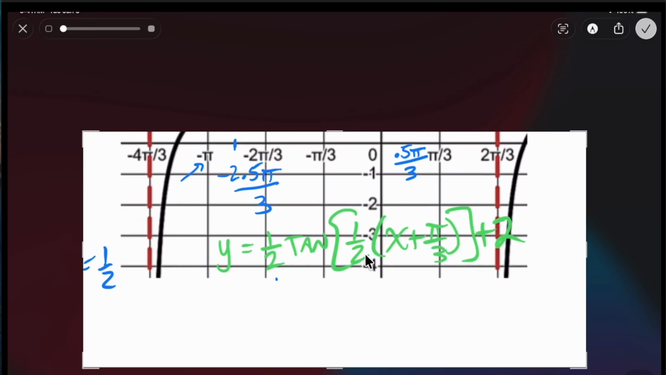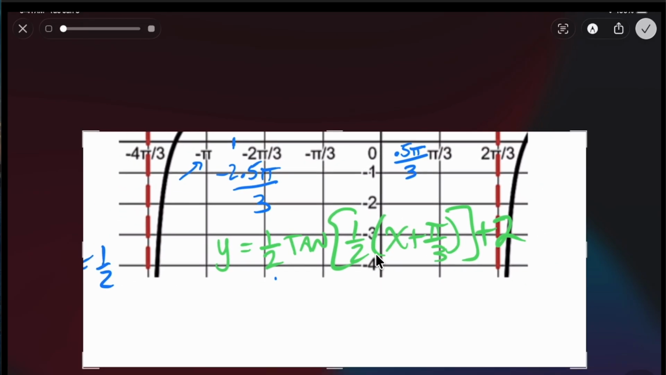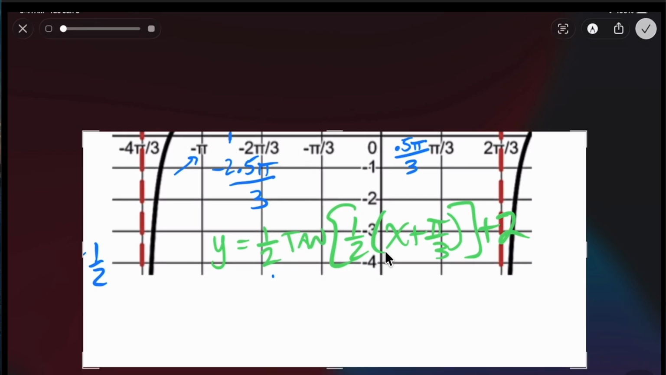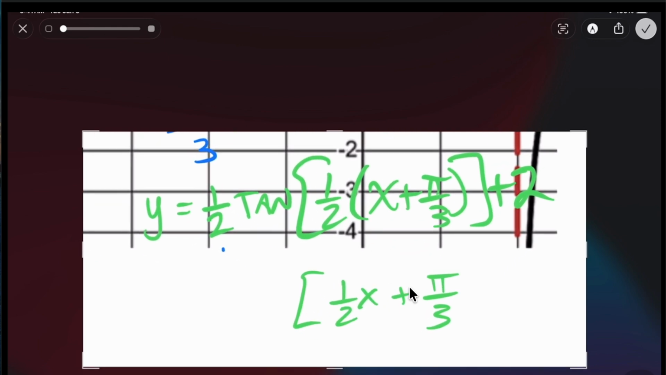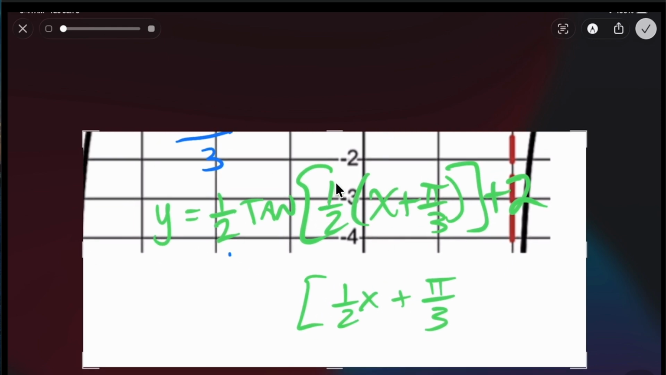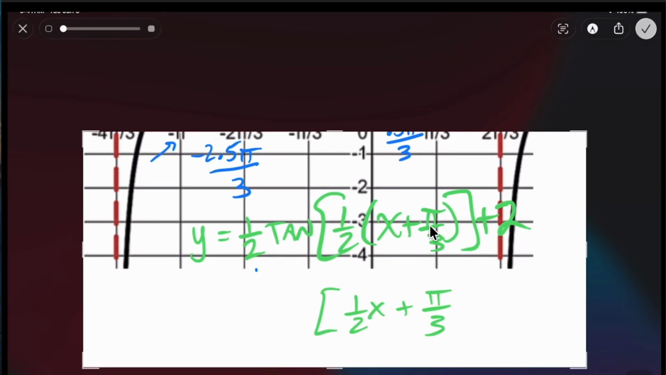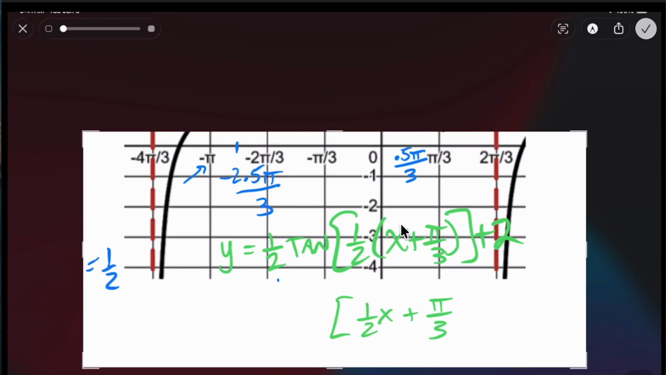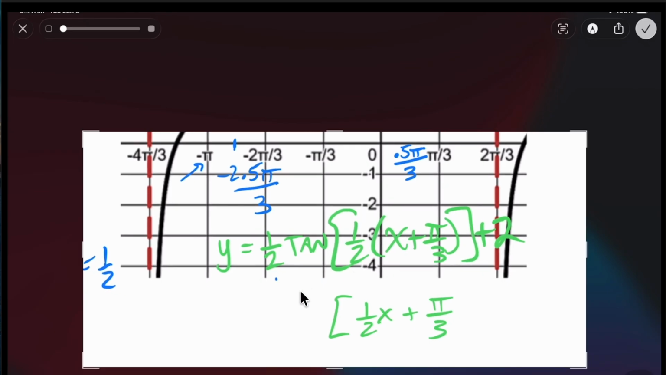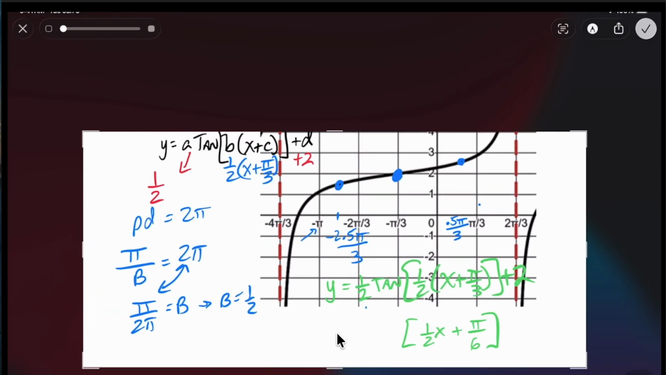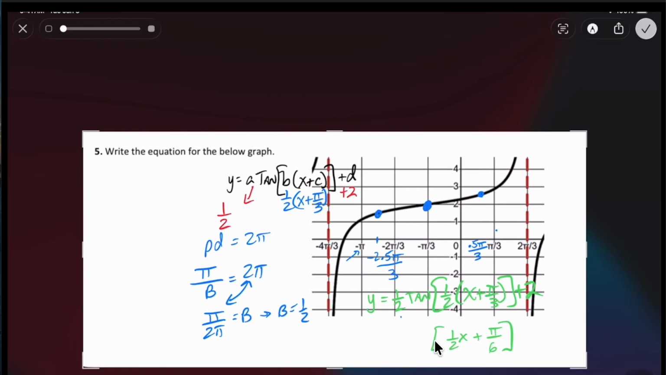You do not put that 1/2 next to the x in the original. In other words, this is not the equation 1/2 x plus pi over 3. If you write it like that, you're going to get it wrong. You have to first put it in the format with the b pulled out, the x and the phase shift together, then distribute the 1/2. So this would really be 1/2 x plus pi over 6 if in fact your teacher mandated in this format.